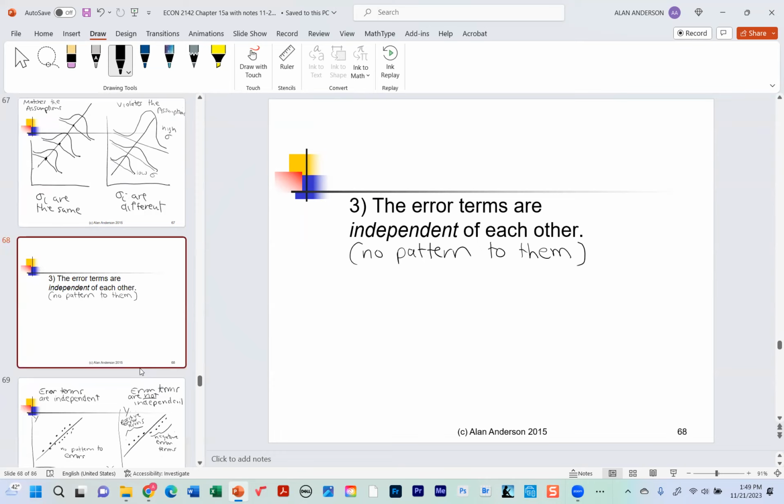Error terms are assumed to be independent of each other, which means if you plot them out, there's no pattern to them. Once again, I have a diagram that shows you the difference between error terms that are independent and the ones that are not. So let's try this.